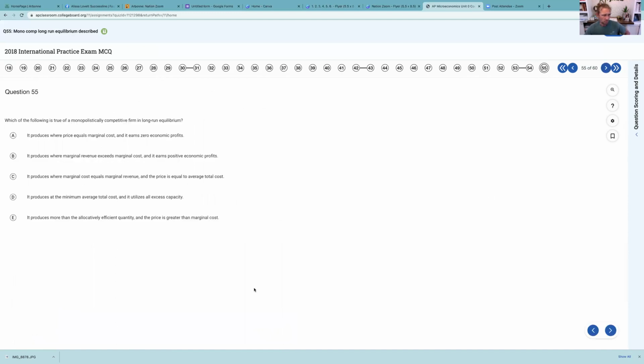6 more. Which of the following is true of a monopolistically competitive firm in long-run equilibrium? Burger restaurants, monopolistic competition, they cannot earn any economic profit in the long run because of zero economic profit, low barriers to entry, right? So in the long run, this is a situation where you're probably going to need to draw the graph because it's talking about price and marginal cost, and whether the exceeded is equal to it. We know we can eliminate B because it says economic profit. And I guess that's the only one that we can eliminate immediately.